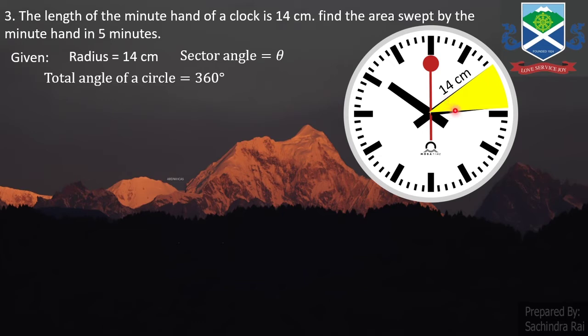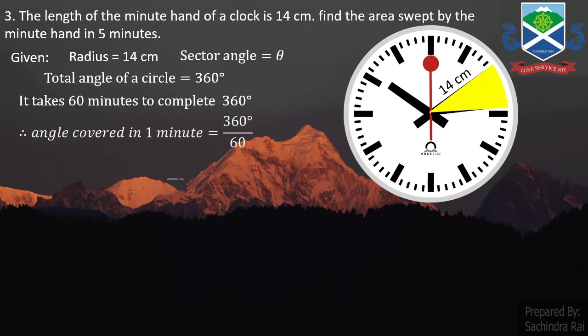And this minute hand, when it covers from this position, it is actually covering 60 minutes also, because in 1 hour we have 60 minutes. So it takes 60 minutes to complete 360 degrees, meaning when it covers 1 minute, then the angle covered here is 360 divided by 60. When you cancel 60 and 360, we get 6 degrees. So the angle covered in 1 minute by this minute hand is 6 degrees.